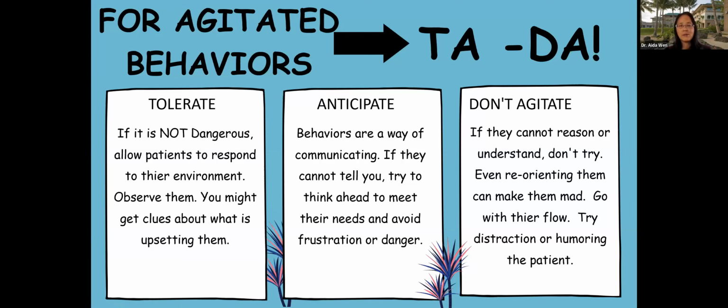You might find out more clues. They might tell you that, oh yeah, my belly hurts, and then you'll notice that maybe they have a urine infection or something. Anticipate. Behaviors are a way of communicating. And if they cannot tell you, we need to try to think ahead to meet their needs and to avoid frustration and danger.